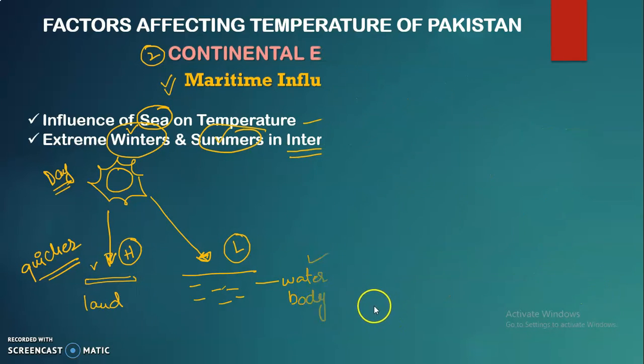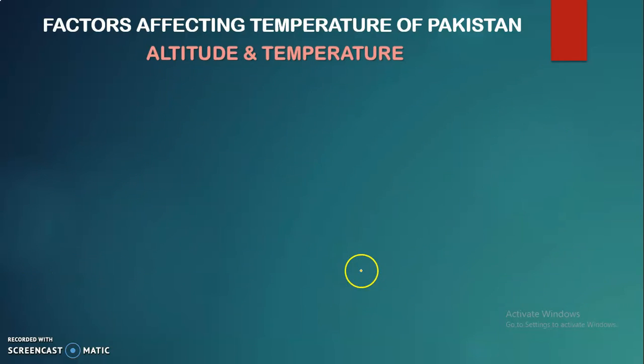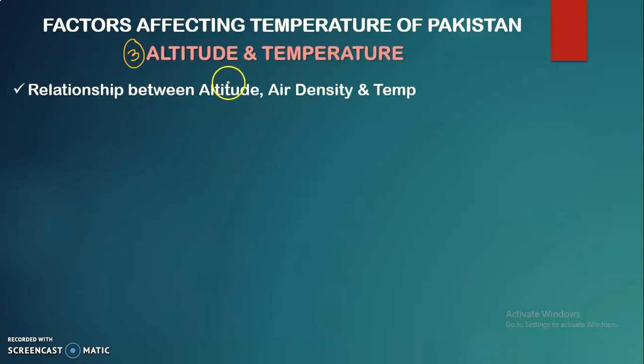Moving towards our third factor, over here is the altitude and temperature. That is the third factor affecting the temperature. Let's see what point we have over here. The point is the relationship between altitude, air density and temperature. When we talk about altitude, this is something related with the height, meaning that the temperature varies because of the altitude, because of the height.